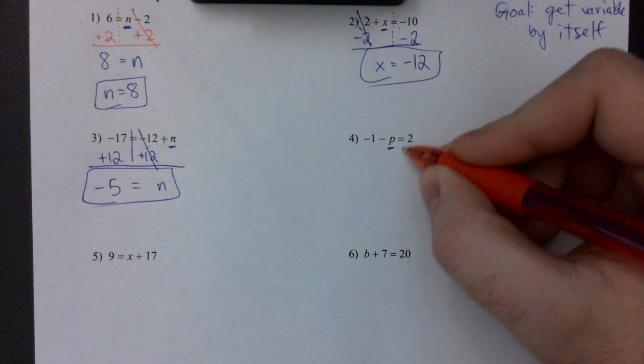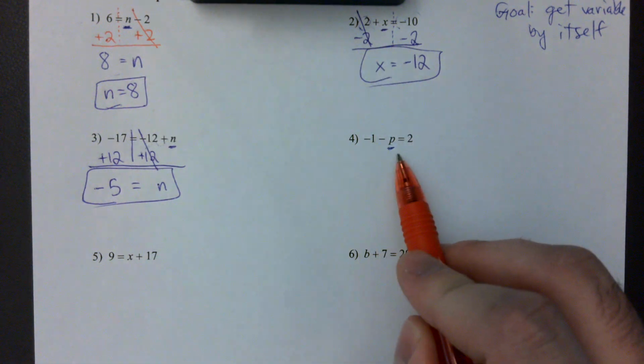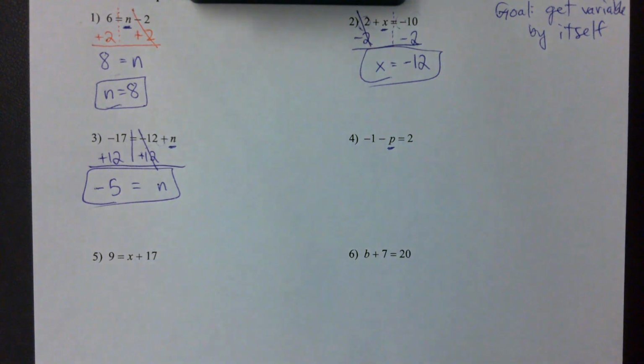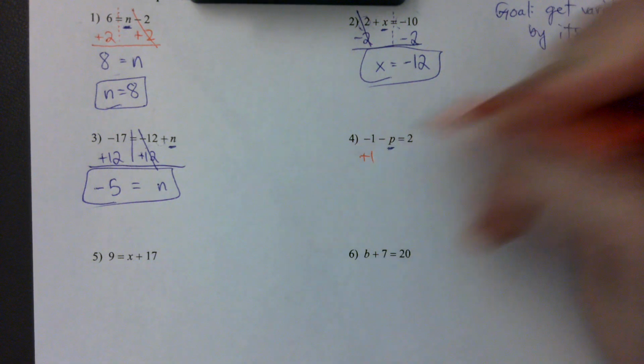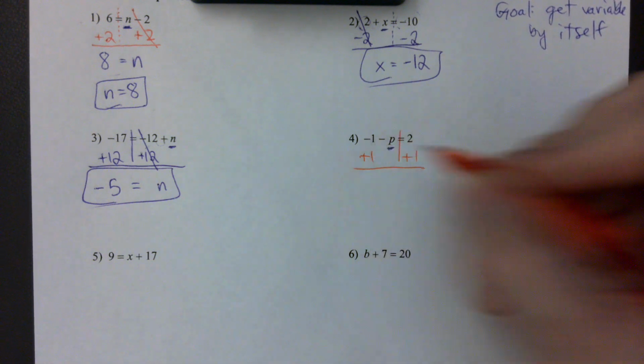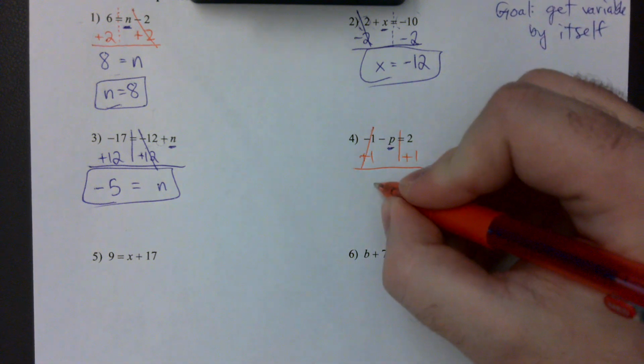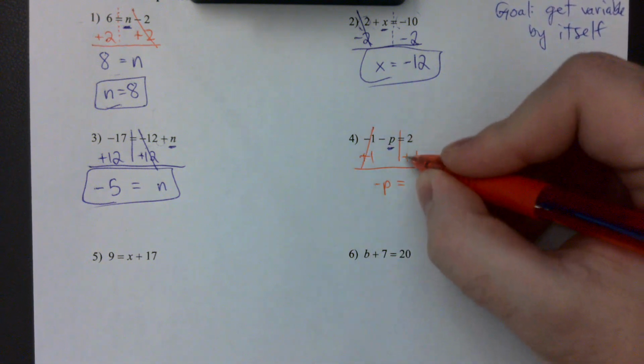Now number 4 is really tricky because we have a negative variable. Our other examples, our variables were positive. But here we have a negative variable, right? So there's two different ways that we could solve this. We could either do what we've been doing, adding our constant to both sides because we have a negative 1. Inverse operation would be plus 1. Those cancel. Negative p equals 2 plus 1.